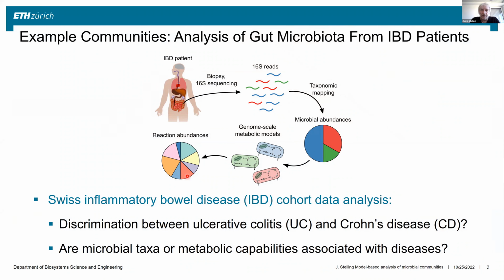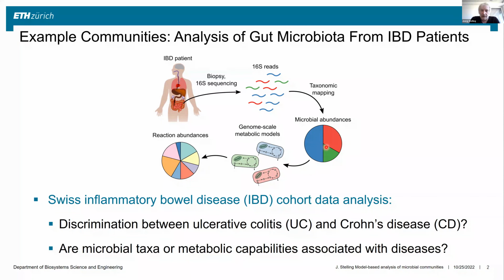We're involved in a study on IBD, inflammatory bowel disease cohorts analysis. Usually what is done in this field is you have a patient, you take a biopsy, submit this to 16S sequencing, and map this to taxonomy. What we get in the end, and that's the stopping point for most studies, are the microbial abundances, and then we need to make sense of this in terms of what is characteristic for one disease or the other. Here we were interested in discriminating between ulcerative colitis, UC, and Crohn's disease, CD.